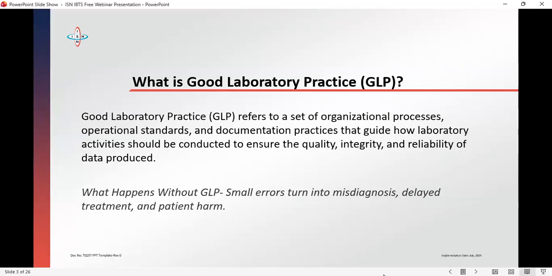At its core, good laboratory practice is about controlling variabilities. Every laboratory result is influenced by multiple variables, right? Some of the variables that can influence our results in all of our labs include biological variables, like the patient's condition, the medication that the patient has had prior to the testing, and the hydration status of the patient. All of these are biological variables, right?